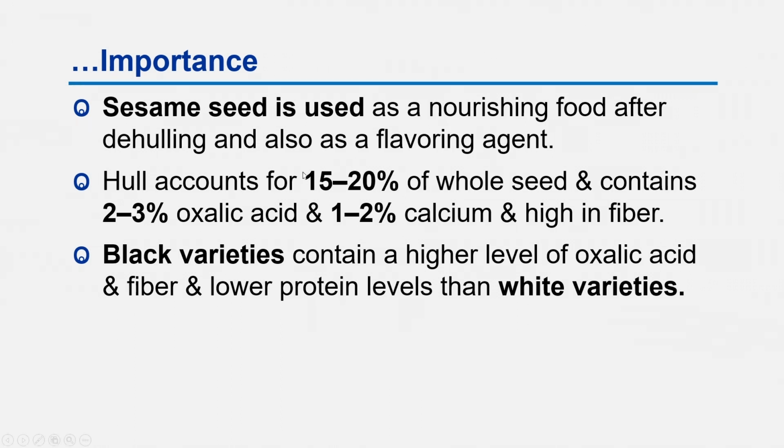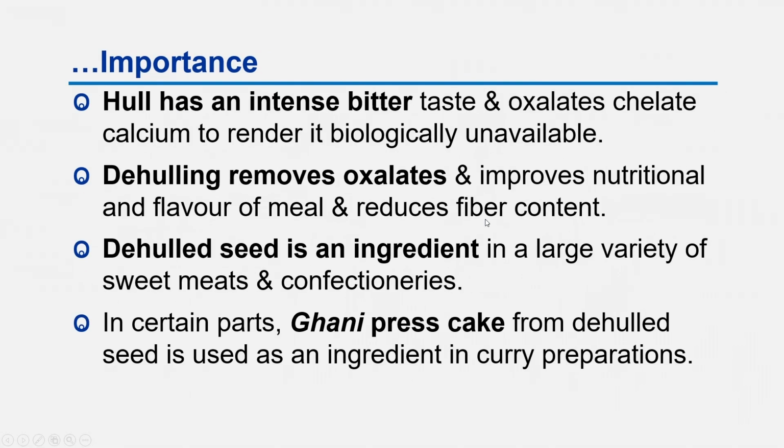Hull accounts for 15 to 20% of whole seed and contains 2 to 3% oxalic acid and 1 to 2% calcium and is high in fiber. So, sesame seeds are really very nutritious. Black varieties contain a higher level of oxalic acid and fiber and lower protein levels than white varieties. Hull has an intense bitter taste and oxalates chelate calcium to render it biologically unavailable. Dehulling removes oxalates and improves nutritional and flavor quality of meal and reduces fiber content.